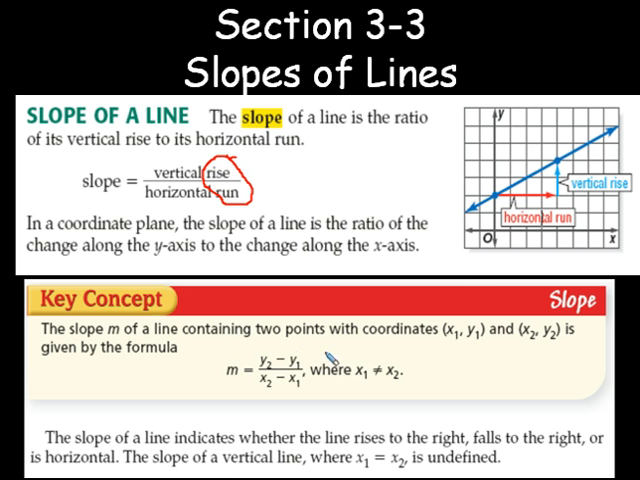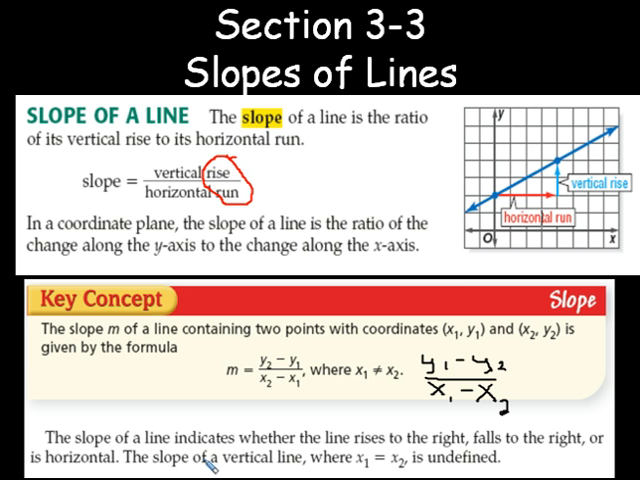Slope m of a line containing 2 points with coordinates x1, y1 and x2, y2 is given by the formula y2 minus y1 over x2 minus x1, where x1 does not equal x2. Keep in mind you can reverse the order of that. You can also say y1 minus y2 over x1 minus x2, just as long as you're consistent and you have your 1's minus your 2's or your 2's minus your 1's.